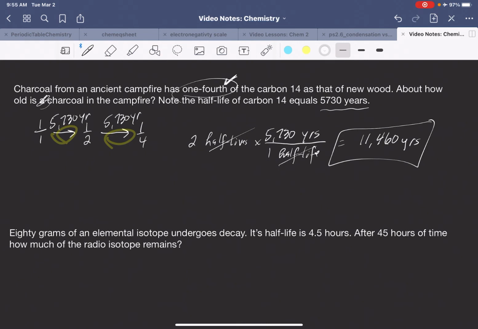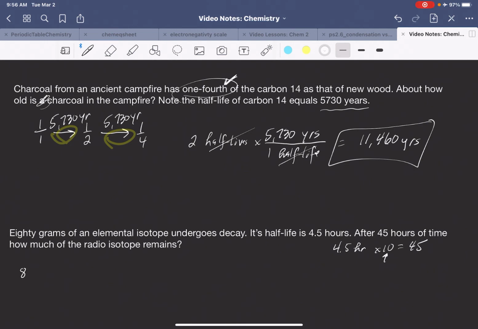We've got 80 grams of some sort of elemental isotope that's undergoing decay, and every 4.5 hours it's going to have half of that amount. After 45 hours of time, how much of the radioisotope remains? So if we think about this for a second, 4.5 hours times 10 would equal 45. This lets us know the number of half-lives that we actually need. So we need 10 half-lives.